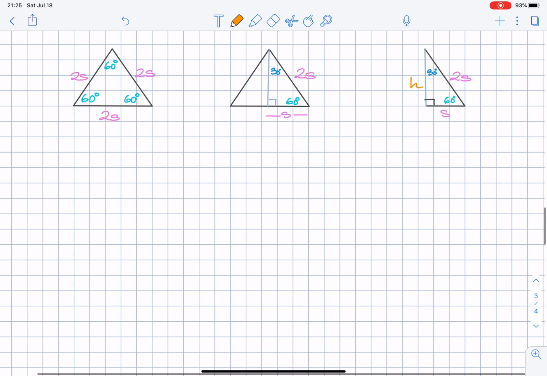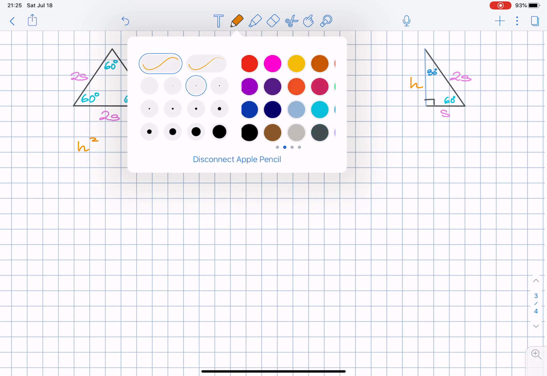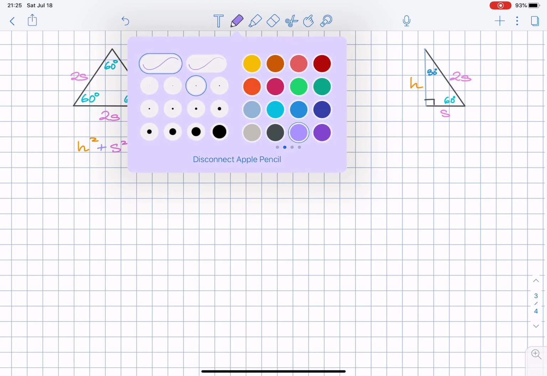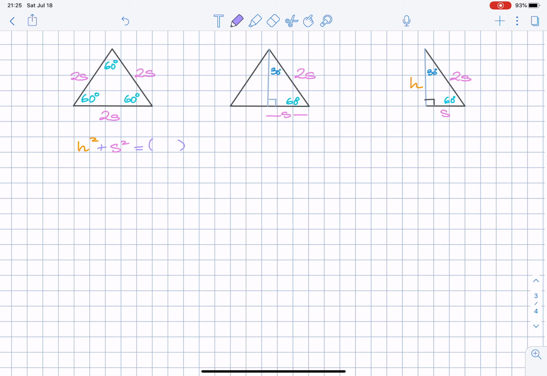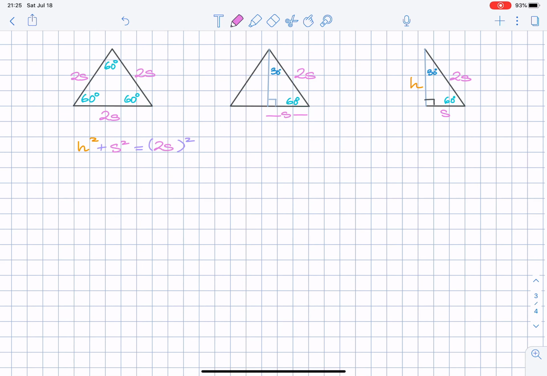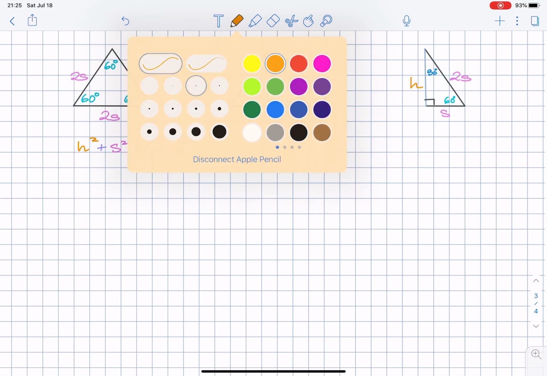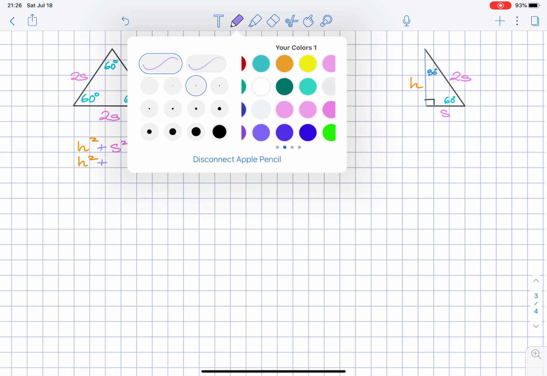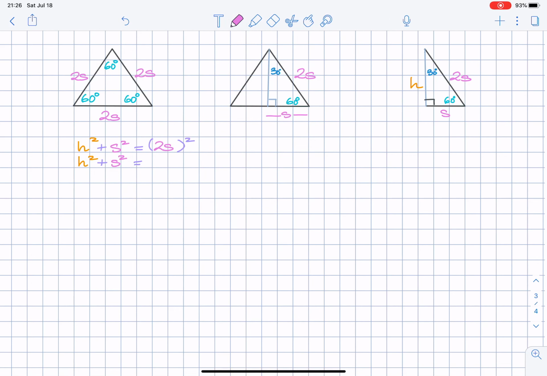Well, using the Pythagorean theorem, we know that h squared plus s squared is equal to the square of the hypotenuse, which is 2s. So I get that h squared plus s squared equals, well, 2 times 2 is 4, and s times s is s squared.